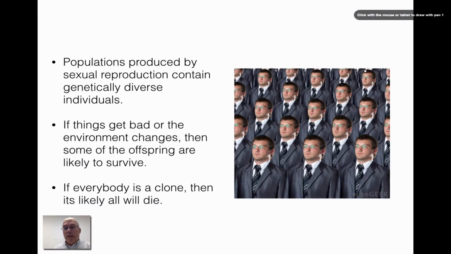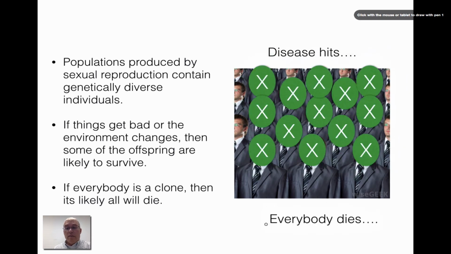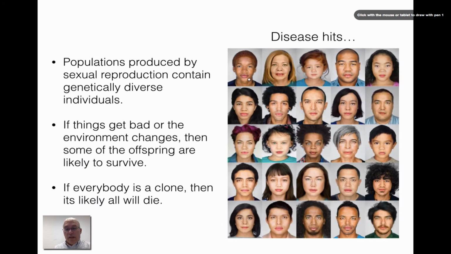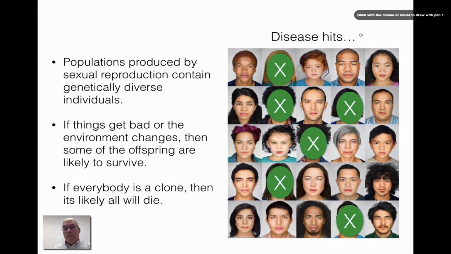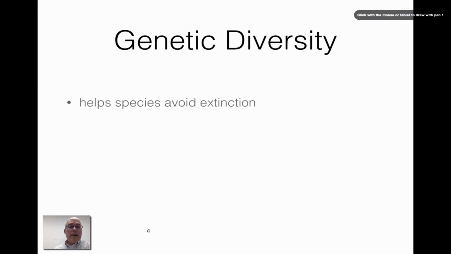So if you imagine a population of humans where everybody is a clone, I found this on the internet. I don't know who this guy is, but if you imagine a disease hits and everybody's genetically identical, so that means everybody's just as susceptible to disease as the person next to you, the good chance is everybody's going to die. So imagine everybody dies. So that population goes extinct. But on the other hand, if there's lots of diversity and everybody's slightly genetically different, then if a disease hits, the odds are that only some people are going to be wiped out by the disease and there will be survivors. So that's always better. Okay? So genetic diversity helps species avoid extinction.